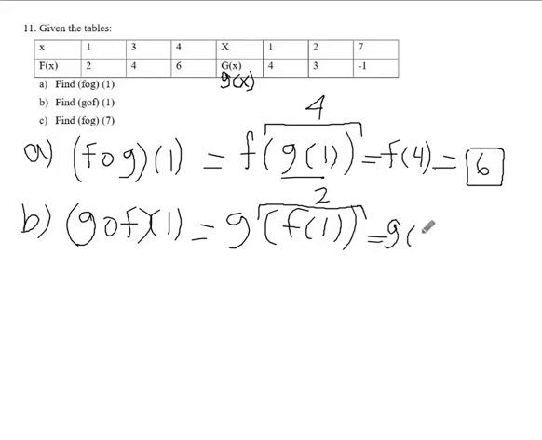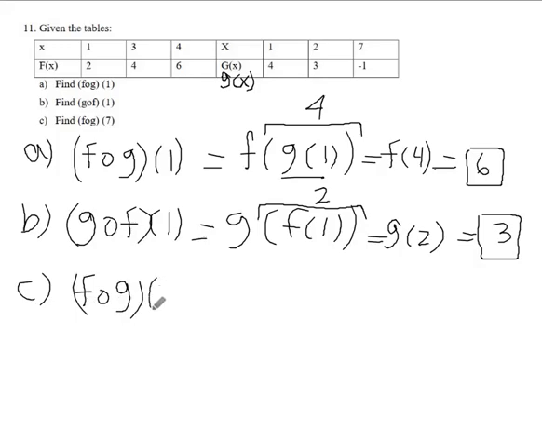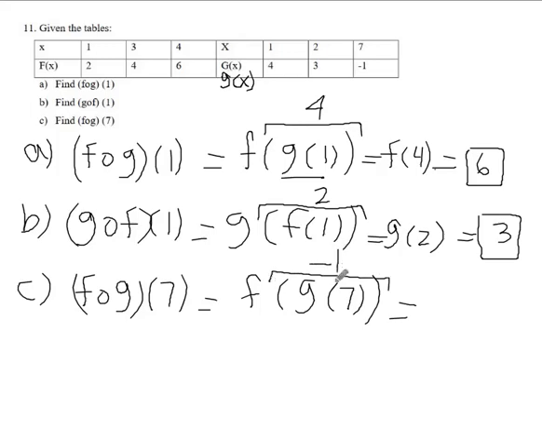Okay, g of 2, look at the g function. When x equals 2, that would be equal to 3. So the answer here would be 3. For part C, we're going to find the composition of f of g of 7. It means I have to find f of g of 7. G of 7, look at the g function, x equals 7, g of that would be equal to minus 1. So now I have to find f of minus 1.